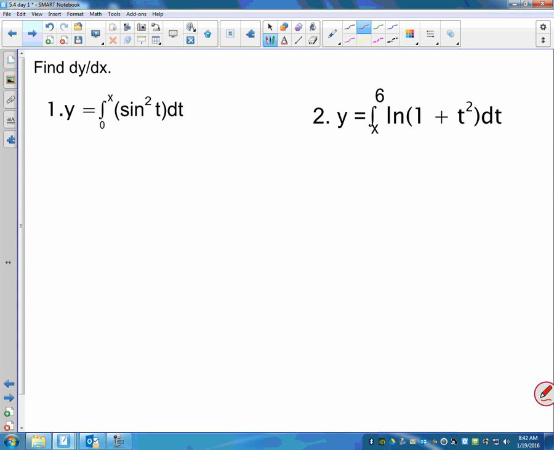So when you're taking the derivative of the integral, it just cancels out using that fundamental theorem of calculus. So I'm going to write out especially this first one, and then we can decide if we're going to write the others. But if I want to take the derivative of the integral from 0 to x, sine squared t.